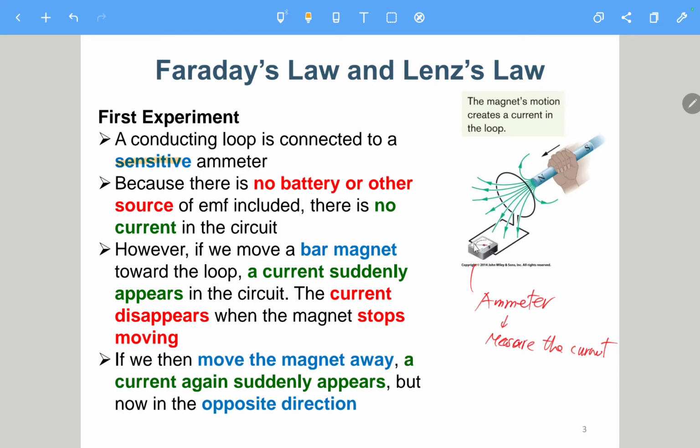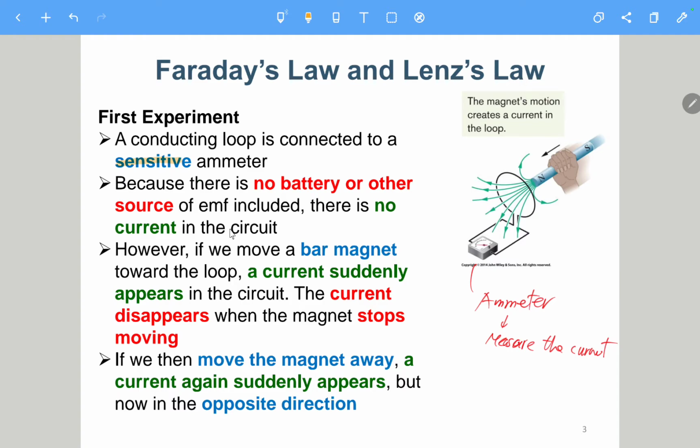In this case, you can regard this current loop just as a wire with an ammeter. Originally, without these magnetic things, it won't have any current at all. This is the basic setup. Because there is no battery or other source of EMF included, there is no current in the circuit.